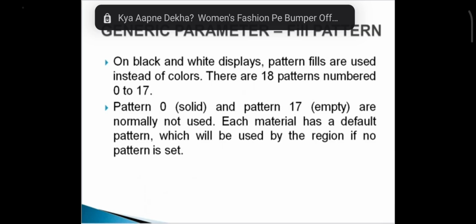Next is how to fill pattern in the region, with the help of generic parameter. On black and white displays, pattern fills are used instead of color. There are 18 patterns numbered 0 to 17. Pattern 0 for solid and pattern 17 for empty are normally not used. Each material has a default pattern which will be used by the region if no pattern is set. If you are using the default pattern, it will set the regions with different fill patterns.